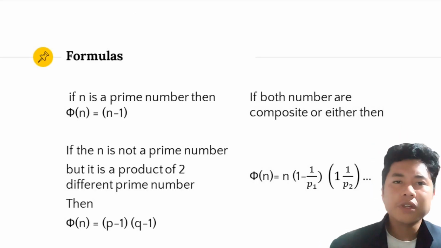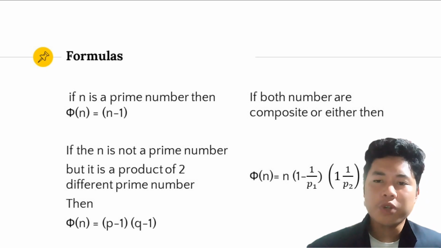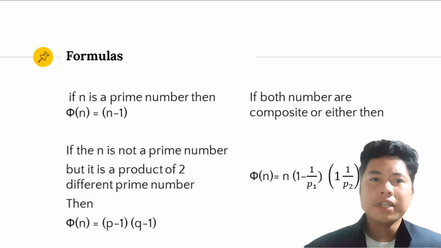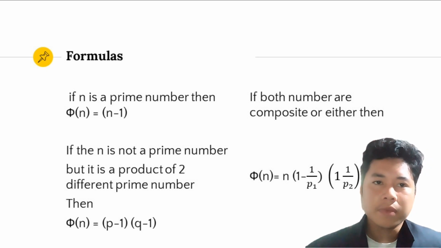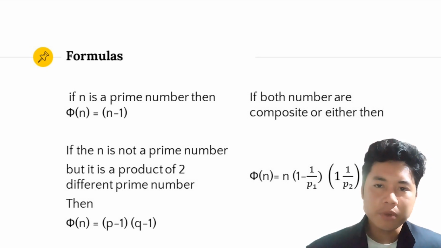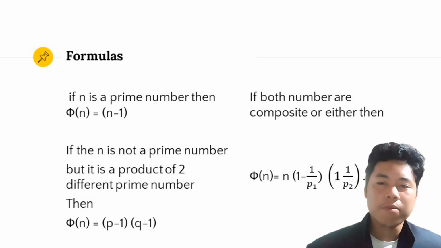So here are the formulas for finding phi of n. If n is a prime number, then phi of n is equal to n minus 1. And the second formula is, if n is not a prime number, but it is a product of two different prime numbers, then phi of n is equal to p minus 1 multiplied by q minus 1.